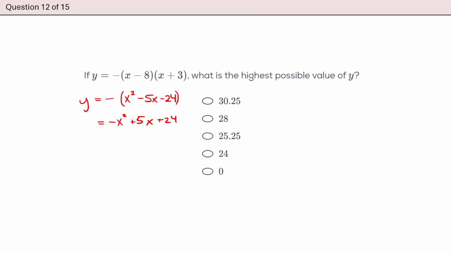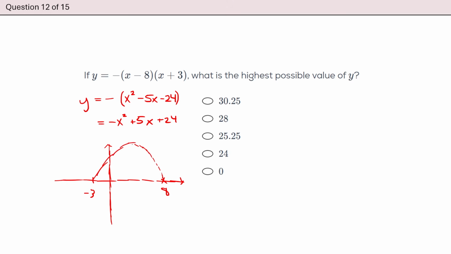So instead, let's think about this logically. We know that this is a negative quadratic, which means the parabola is going to be upside down. We know that it's going to intersect the x-axis at x equals 8, because that's what causes it to be 0, right? So x equals 8 right there, and x equals -3 right here. We know it's going to be an upside down parabola, so it's going to look something like this, right?